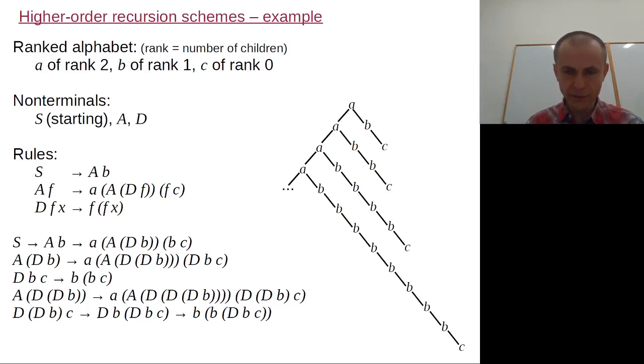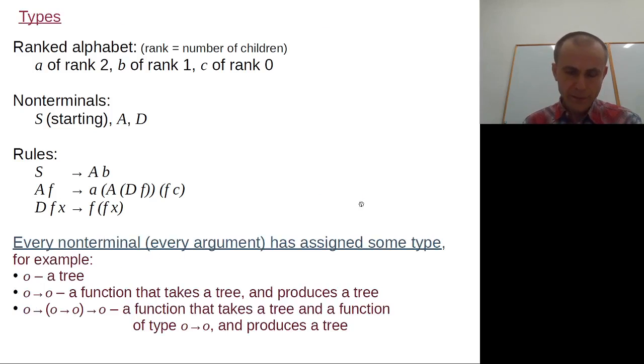We see that each consecutive branch has twice as many letters b as the previous one. So in particular, this tree is not a regular tree. Such trees can be generated by recursion schemes. We have many examples of trees that can be generated. In the definition of recursion scheme, one thing is important: everything has some type.